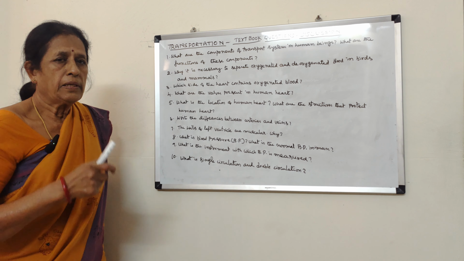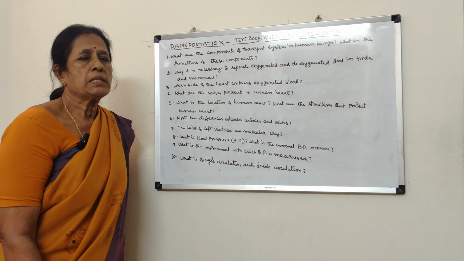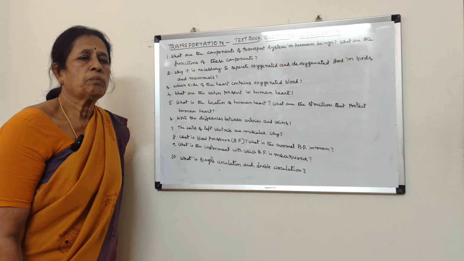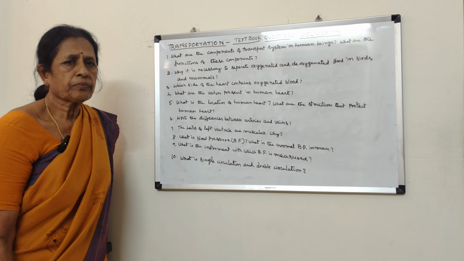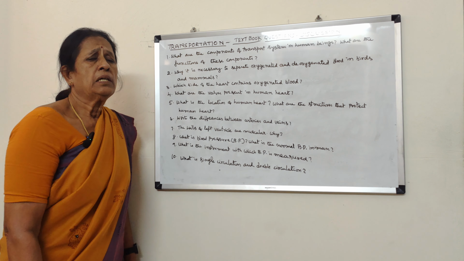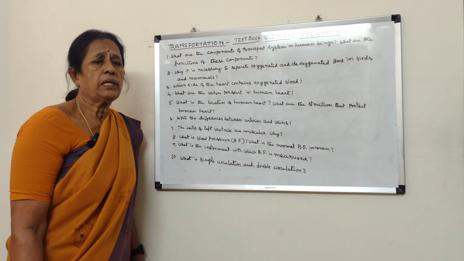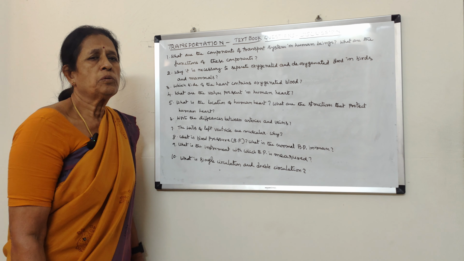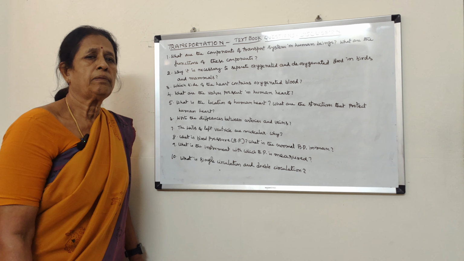So there are different valves. The valve present between right auricle and right ventricle is called a tricuspid valve. This tricuspid valve allows blood to flow from right atrium to right ventricle. In the same way, there is another valve between left atrium and left ventricle, which is called a bicuspid valve. Bicuspid valve allows blood to flow only from left atrium to left ventricle.